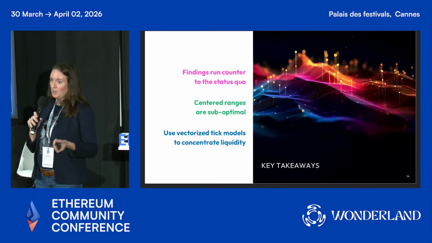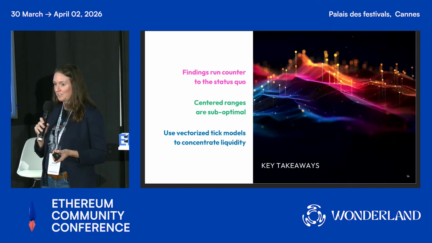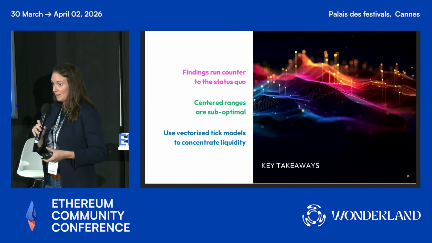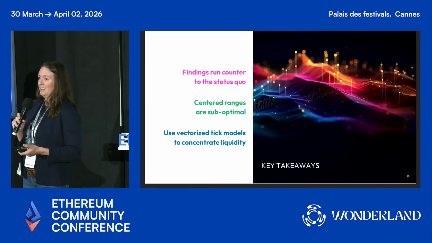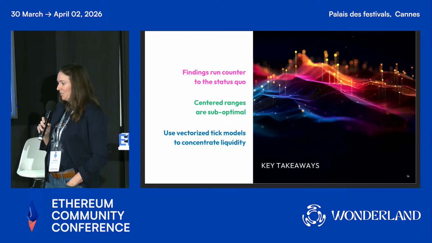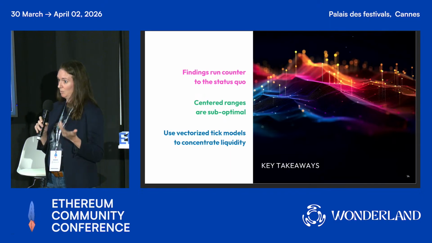The reason I'm giving this talk today is these findings run counter to the status quo, and everywhere I look, liquidity is still being concentrated around the current price. This has a lot of downsides for traders, for people holding tokens. As soon as the price gets pushed out of that concentrated center, you see a lot more volatility than you normally see.